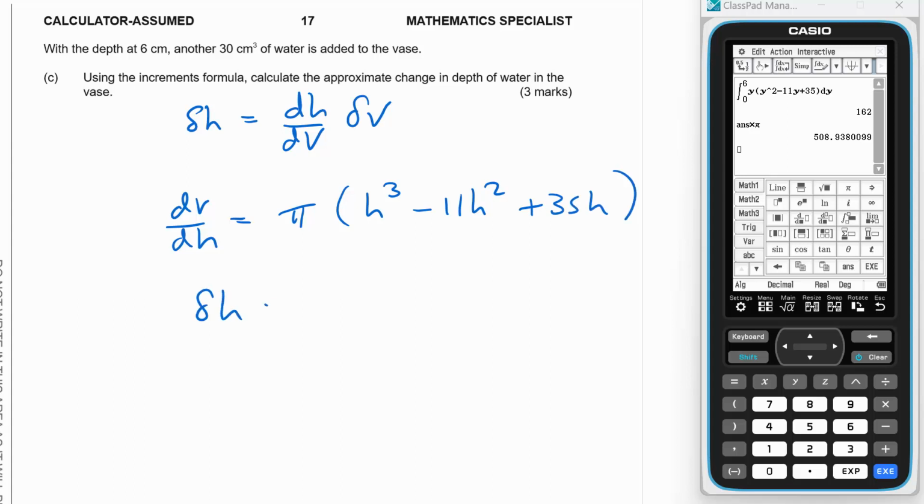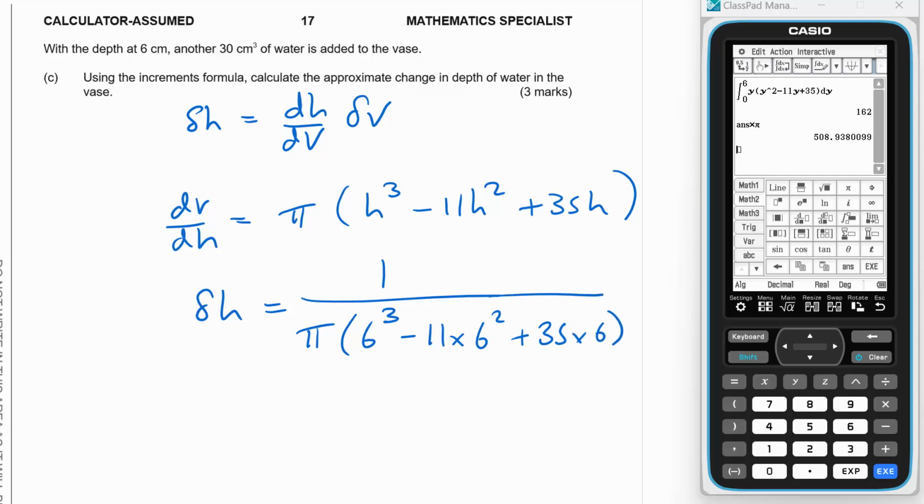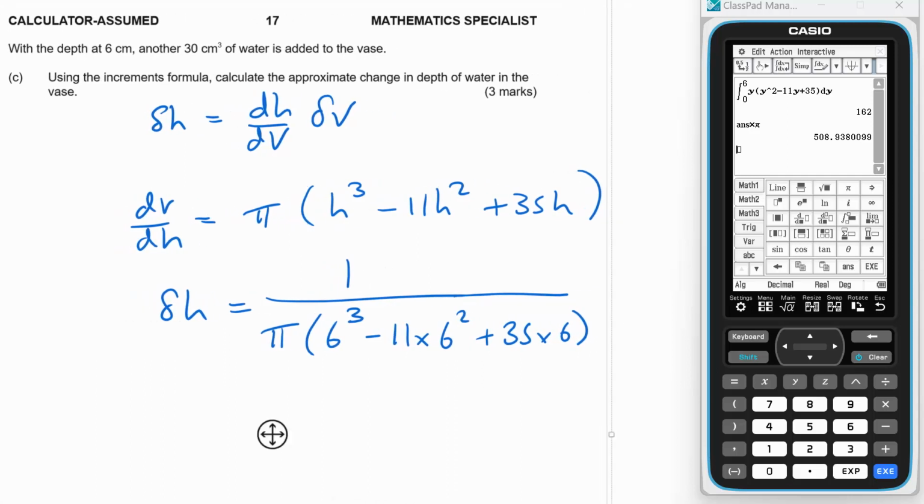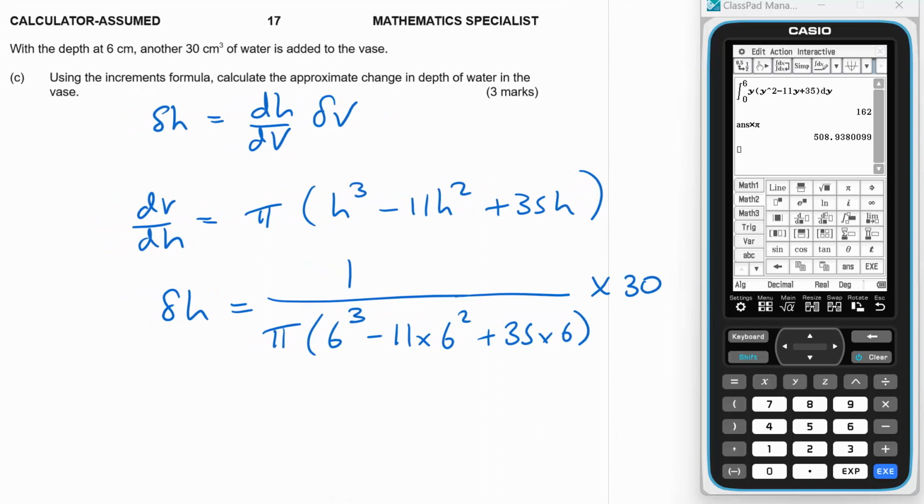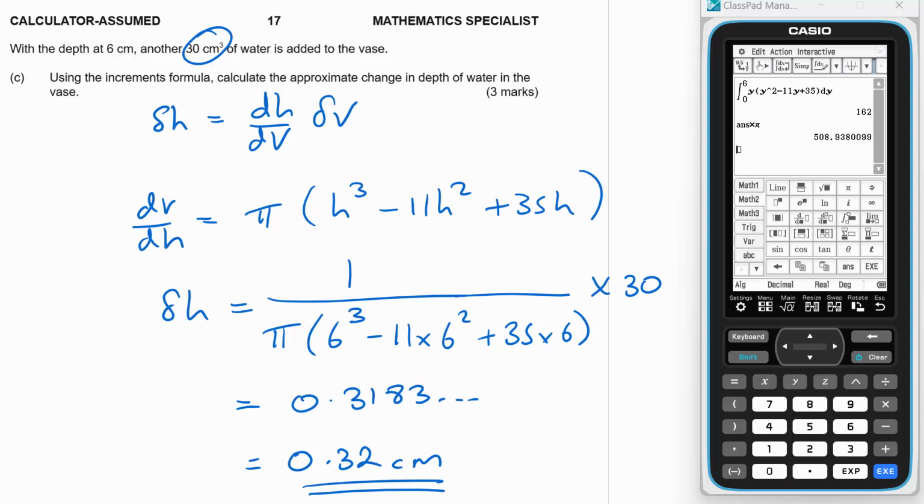And that means that dh/dV is just going to be 1 over that, and it's going to have the 6 substituted in, like so. And then we need to multiply it by delta V, which we were told was 30. So just up here, and calculate, and it's 0.3183 and so on, and so approximately that is 0.32 centimetres if we just go to 2 decimal places.